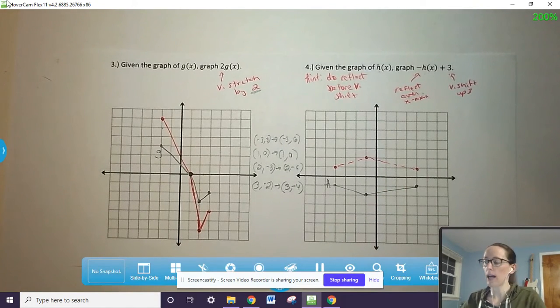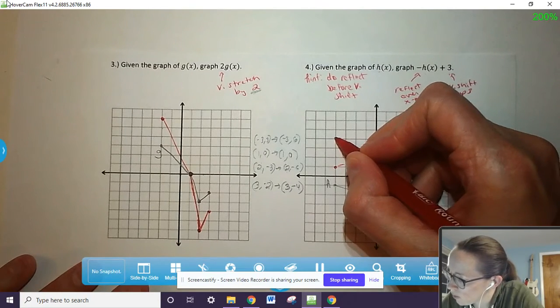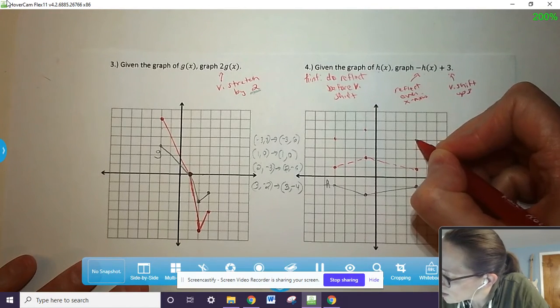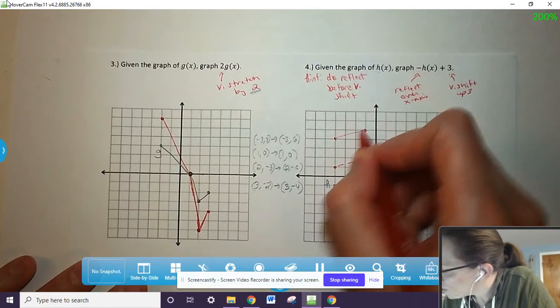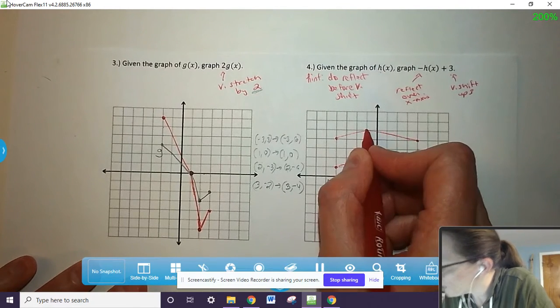And now I'm going to take that and move it up 3. So I'm going to count 1, 2, 3 from there. 1, 2, 3. 1, 2, 3. So hopefully this topic is coming back to you pretty nicely. And if that's the case, you're going to be in really good shape for pre-calc next year.